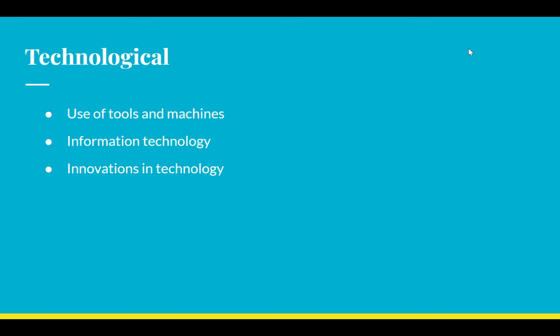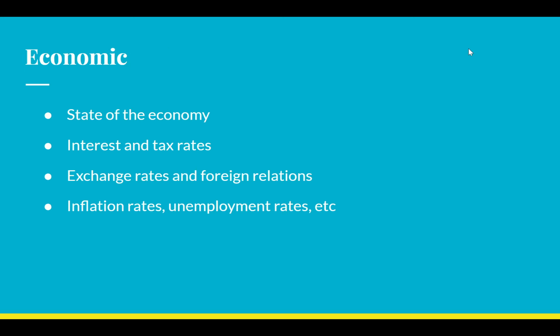Technological. So the use of tools and machines. In first world countries, the tools and machines are really great and they're not as expensive as in other countries. Information technology. So you have all the information and the innovation in technology. So if you're in Silicon Valley, you're gonna have a lot more access to innovation and innovative technology than in a third world country in Africa. So it really facilitates the process of your business.